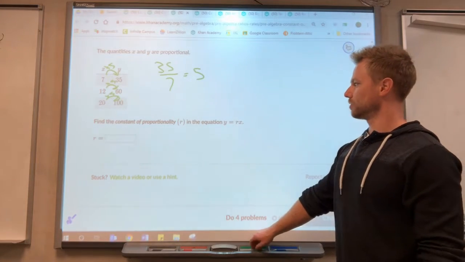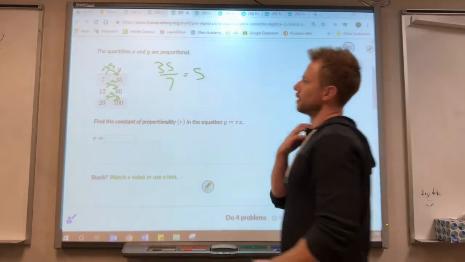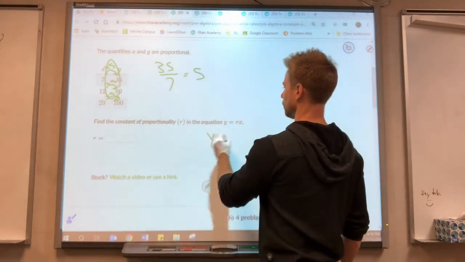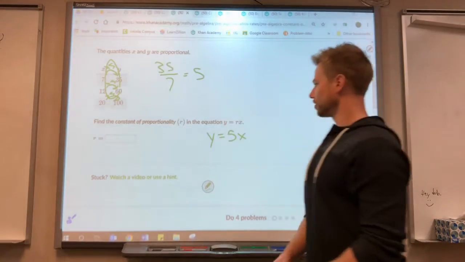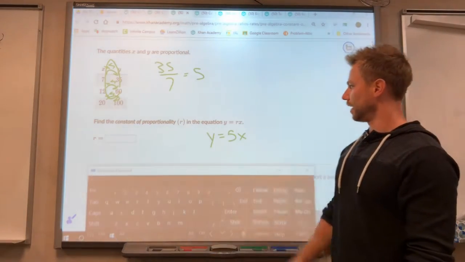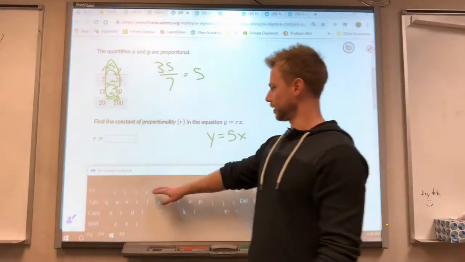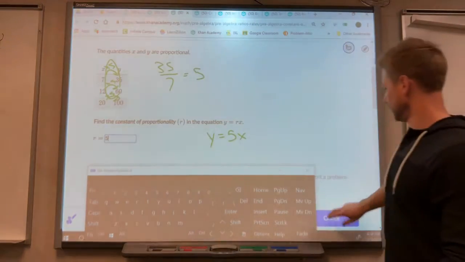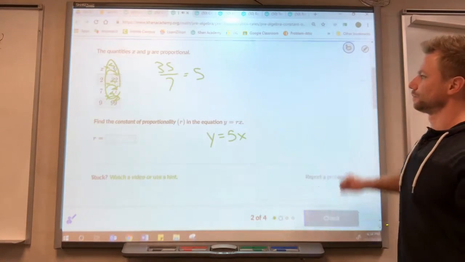So it says, what is the constant of proportionality? Remember, what we're multiplying by is the constant of proportionality. The equation would be y equals 5x, and 5 is the constant of proportionality. Again, that comes from what we're multiplying by each time.